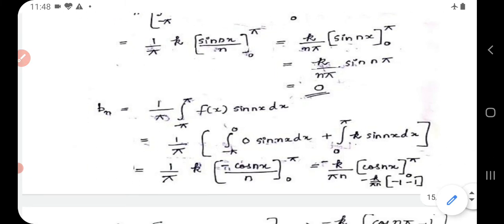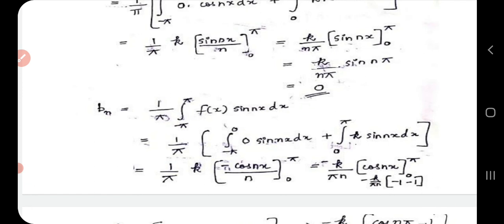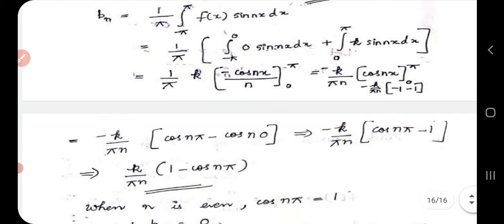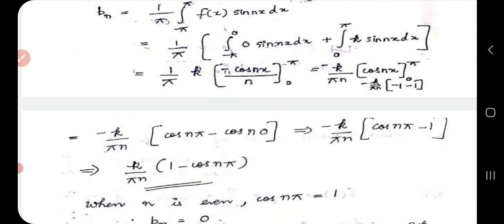Now at last bn. Again the value of bn is 1 by pi integral minus pi to plus pi f of x sin nx dx. Again you are splitting the limit and applying the value of that function in the appropriate limit, and you try to integrate. Finally you will reach the result as k by pi n into 1 minus cos n pi. There is not much confusion in this integration.